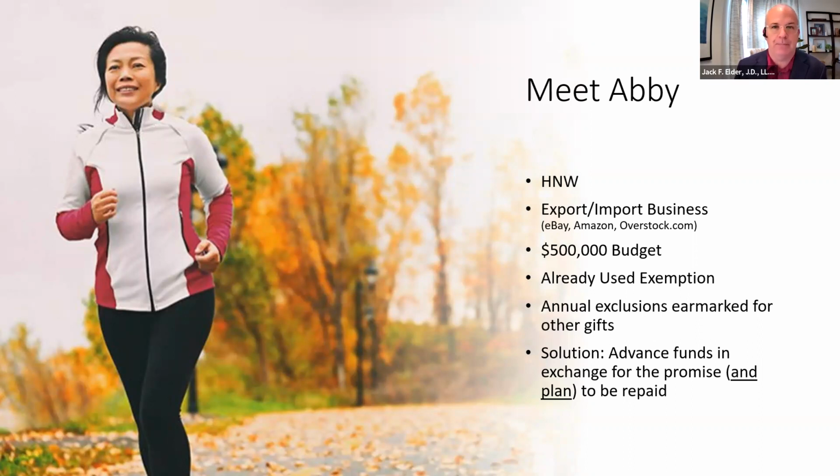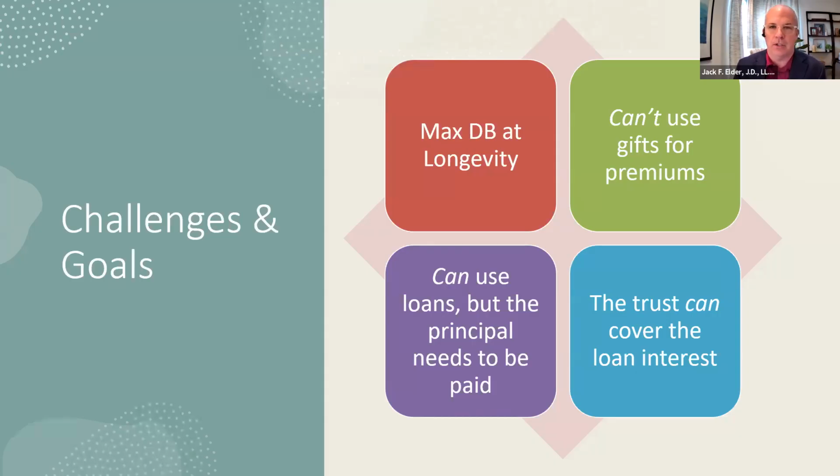So our goals and challenges: she wants the maximum death benefit she can get. We can't use any type of gifts for the premiums. We can use loans, but on principal, she wants to see that get repaid. And the trust we're using already has assets in it, so we have a means to pay for the interest payments. Even though they're not taxable, we're going to actually pay them.